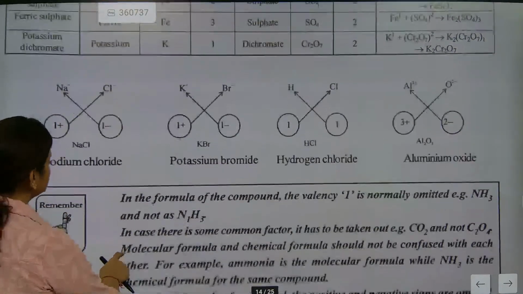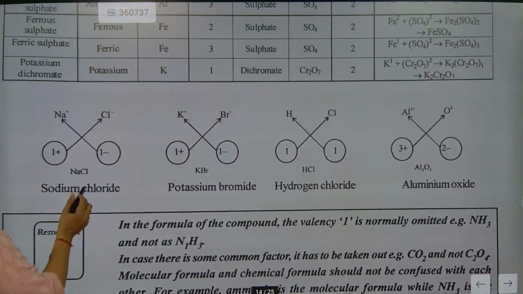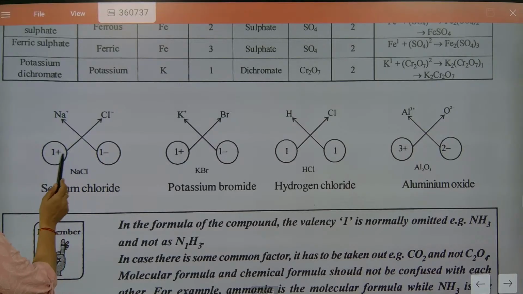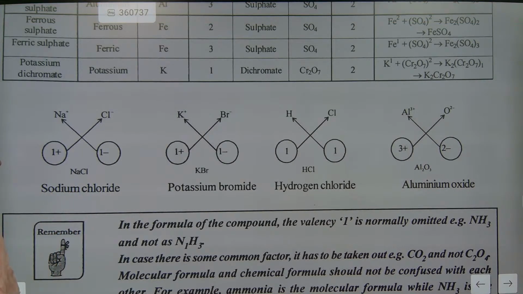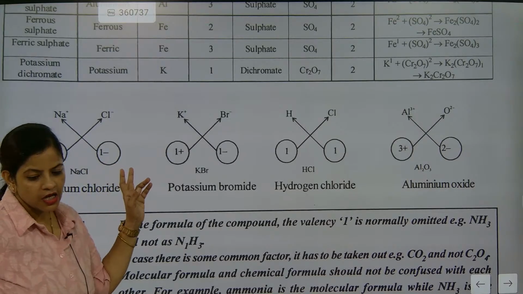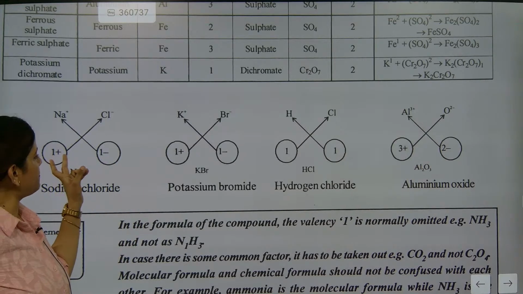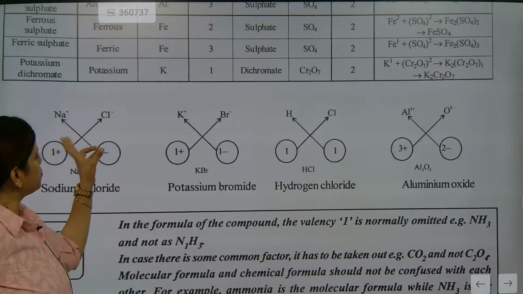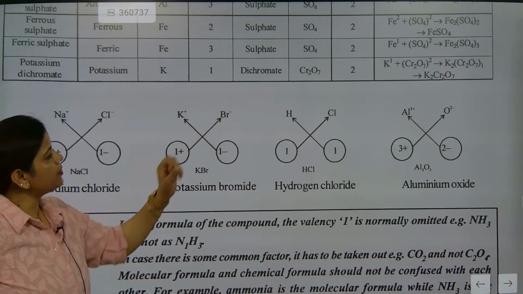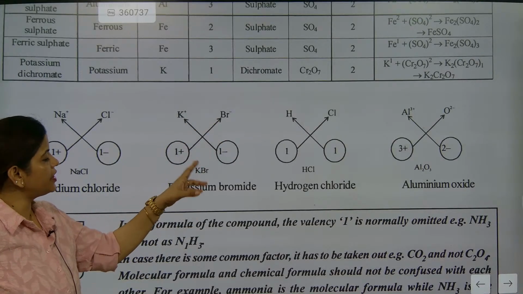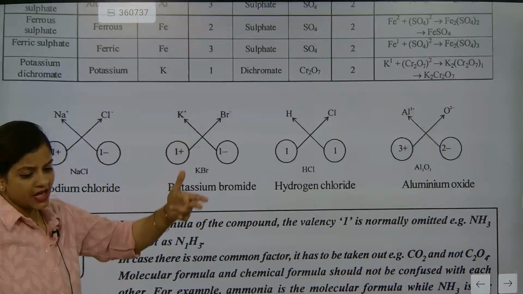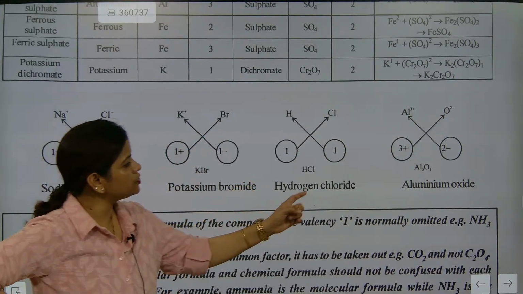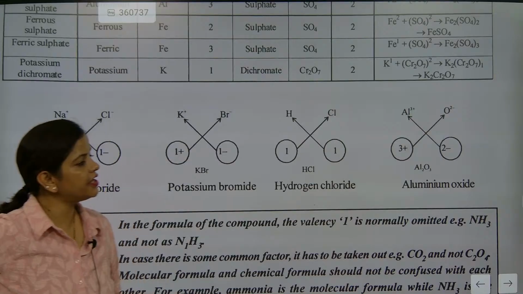Now, beta, look here. This is the most important thing. When sodium chloride is there, sodium has plus 1 and chlorine has minus 1. Many books write plus and minus here. So first write plus 1 and minus 1, so 1 and 1 are going. Potassium bromide: potassium full name is coming, and for bromide we are adding ide. So potassium bromide, hydrogen chloride, aluminium oxide, Al2O3.